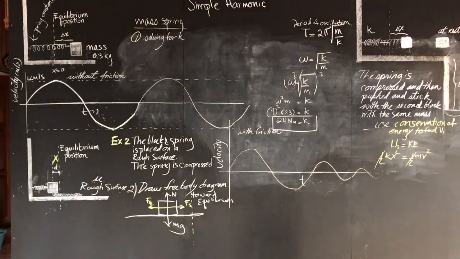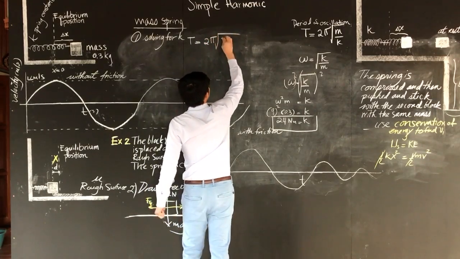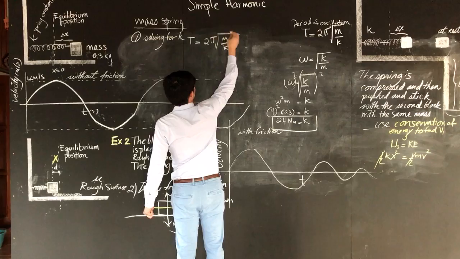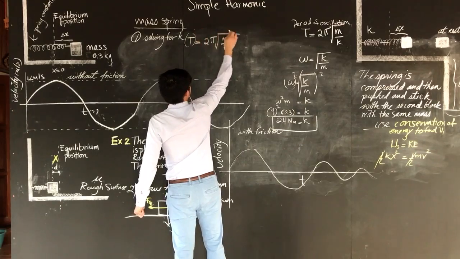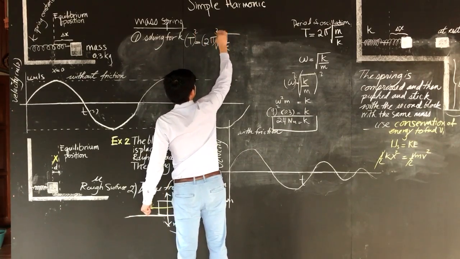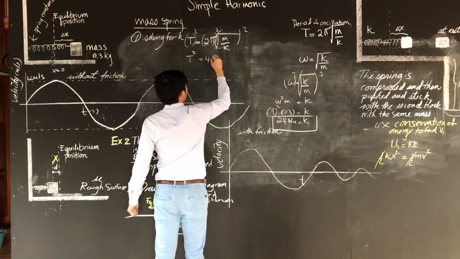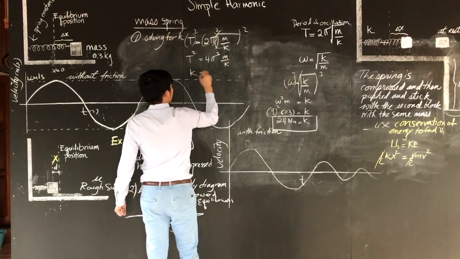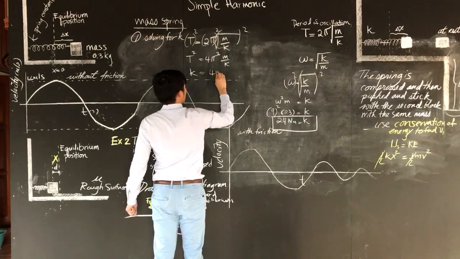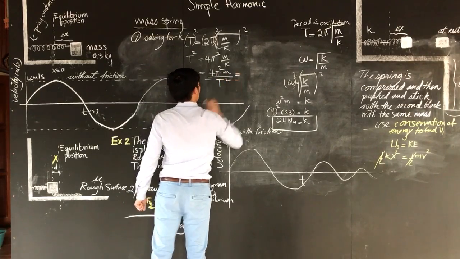There's another way to solve for it, by using this equation: T is equal to 2 pi square root of mass divided by K. To get rid of the square root, you square both sides of the equation. So the period squared is 4 pi squared m divided by K. Since we're looking for K, I'm rearranging everything, so K is 4 pi squared mass divided by period squared. And then all you have to do is plug in the numbers.